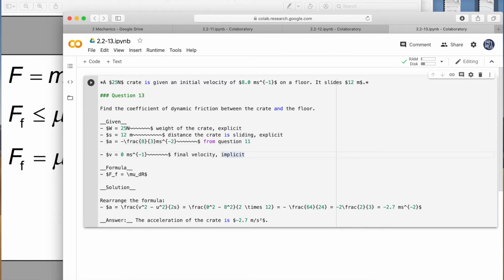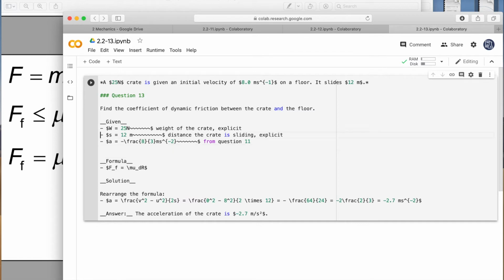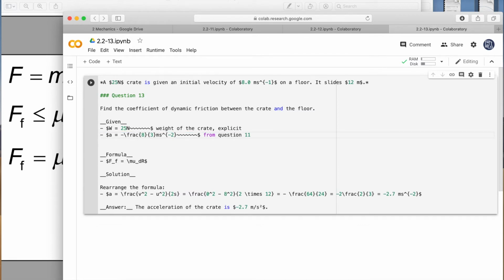Final velocity, we don't need. Distance, we don't need. Well, the crate is on the floor, so we can say the reactive force or normal force equals the weight. And that weight is on the floor. Horizontal, then we can say it's implicit, so we know how big these values are. Force formula is here. Now let's look for the solution.